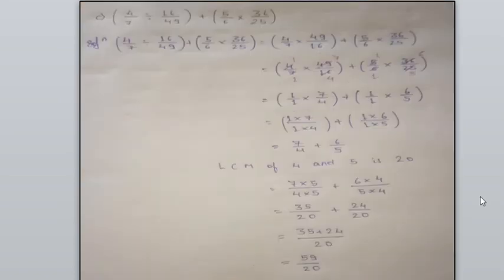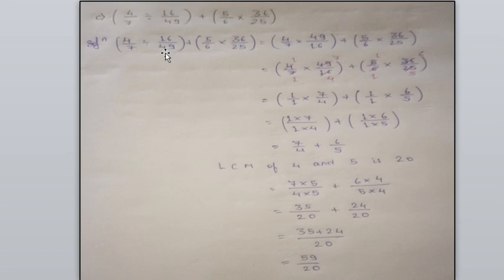Then C. So in question number C it is given (4/7 ÷ 16/49) + (5/6 × 36/25). So 4/7 divided by 16/49, as it is given here division, and we know that when it is given division between two rational numbers, we have to convert this division in the form of multiplication, and when we convert this division into multiplication, we will take the reciprocal of the second rational number.